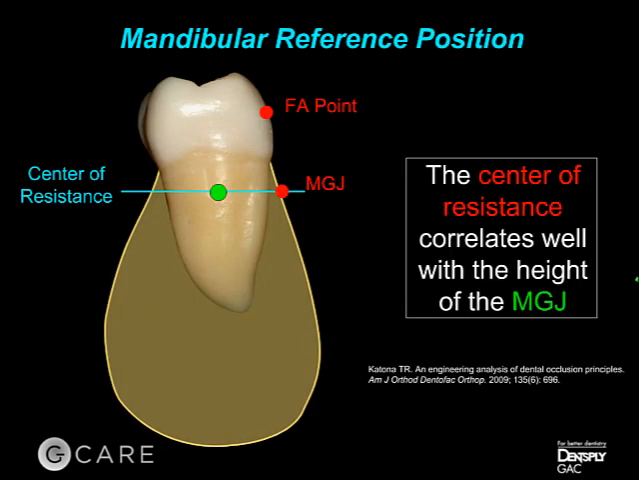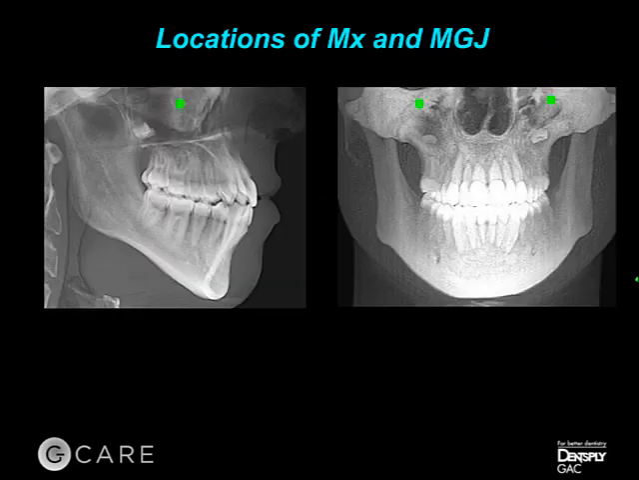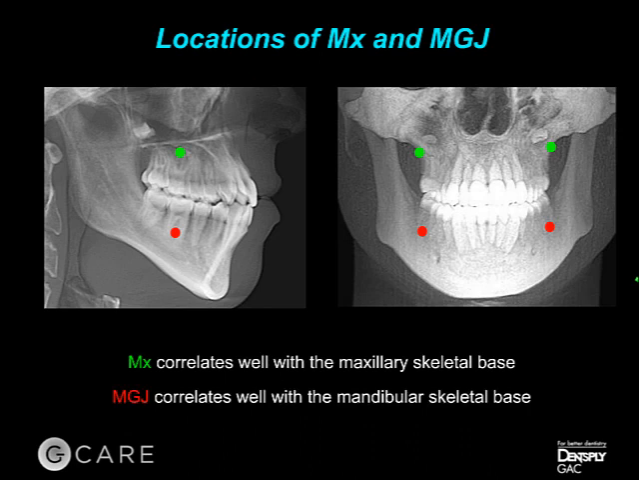So back to our reference position. We said that the center of resistance, which is that point at which that tooth rotates, is going to correlate very well with the height of the mucogingival junction. And when we're looking at our cross sections, we already said that MX correlates very well with the maxillary skeletal base. And now we're going to use our mucogingival junction as our reference position for the mandibular skeletal base.